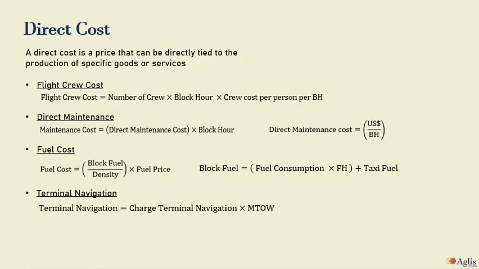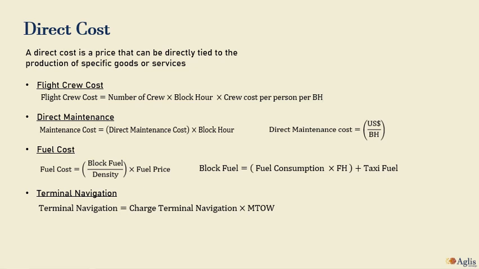Next is the direct cost for Aglis. A direct cost itself means a price or cost that is directly tied to the production of specific goods or services. This cost arises from direct operations of our cargo airlines and consists of flight crew cost, direct maintenance, fuel costs, terminal navigation, landing fees, navigation en route, ground handling, and parking fees.